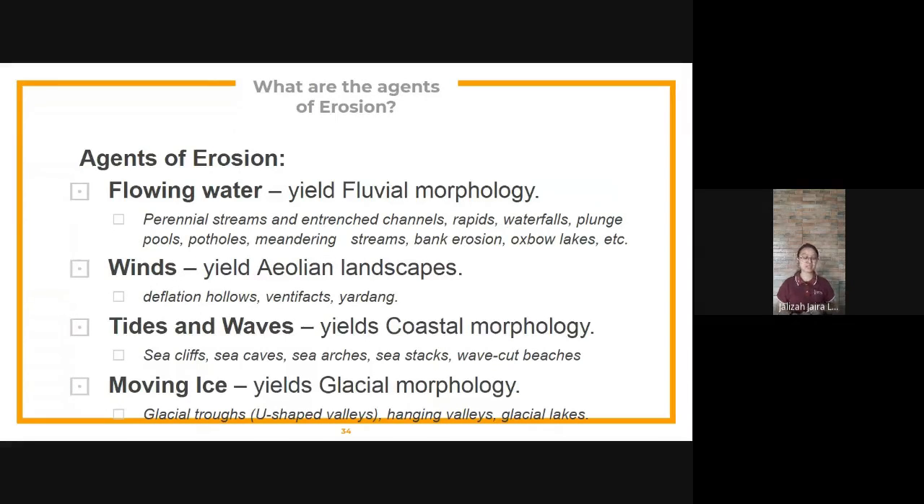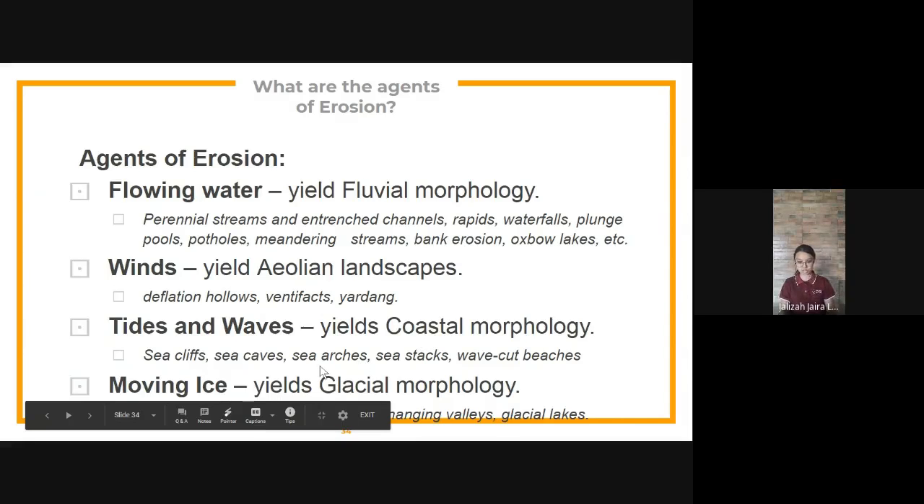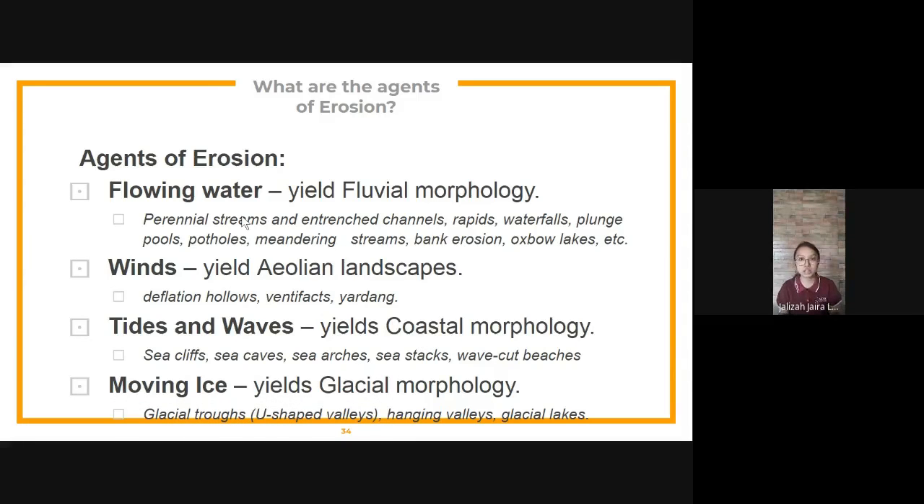So this means that they actually make different structures because of the flowing water. We also have winds, tidal waves, and ice glaciers. So these are actually the items listed below. They are specific examples of agents of erosion. It's just like, for example, potholes and pools. They are specific examples of flowing water and whatnot.